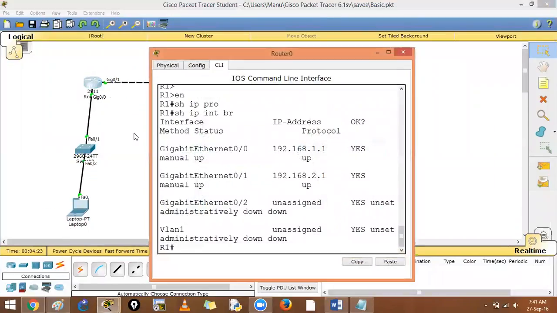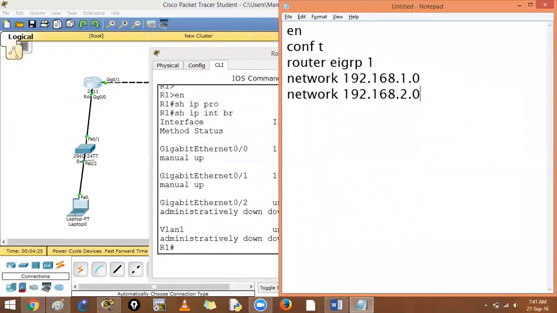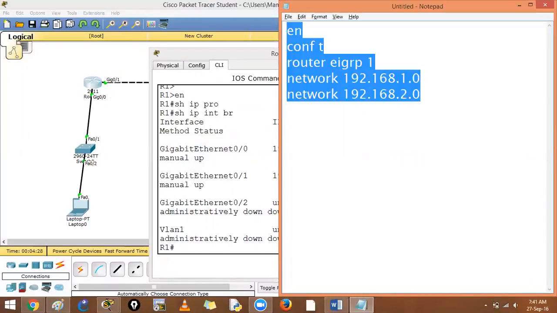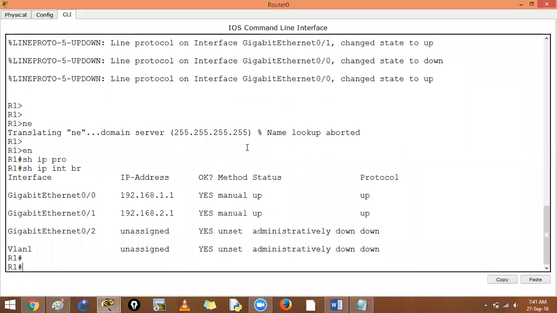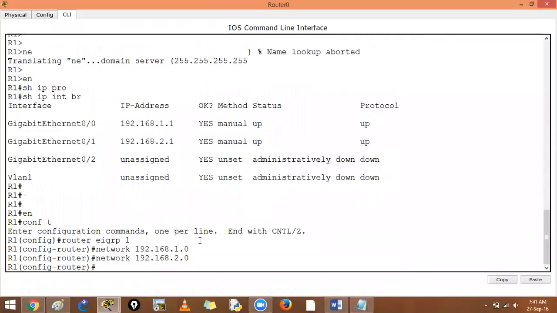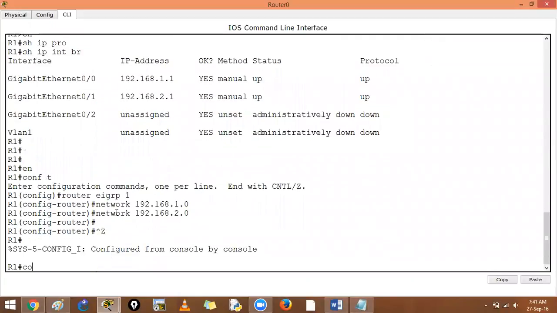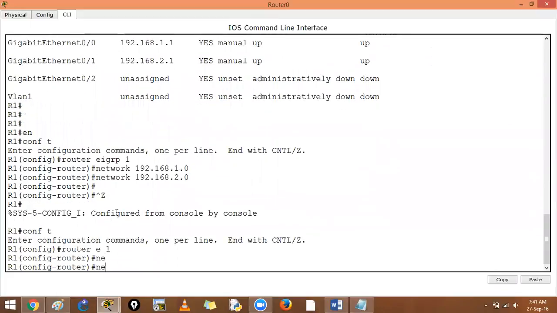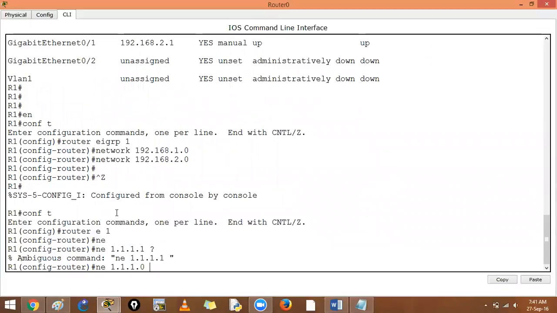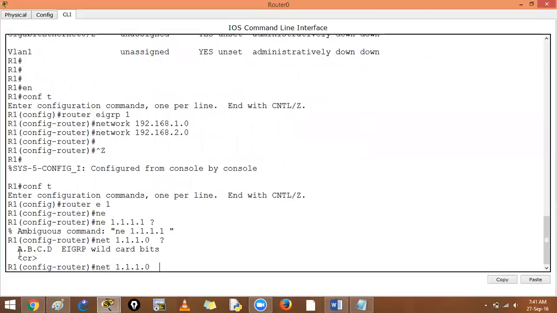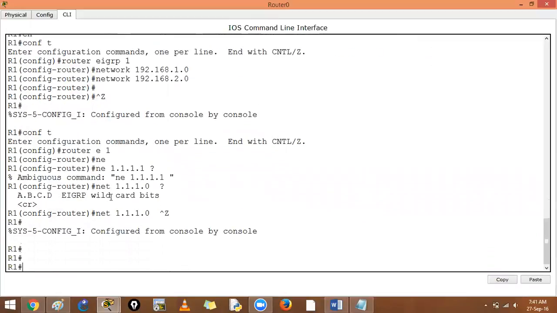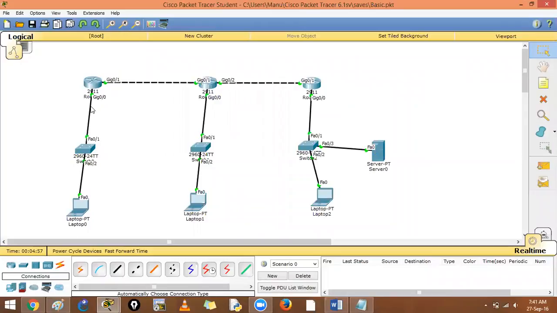So let us go ahead and paste the configuration that we have decided. Here I will say copy the config and paste the configuration. Network command pasted. See, if you want to see router EIGRP 1, network 1.1.1.0, it is ambiguous for him, question mark. It also understands the wildcard bits. Now it will take 192.168.1.0 and 2.0. On these both interfaces I am running EIGRP.